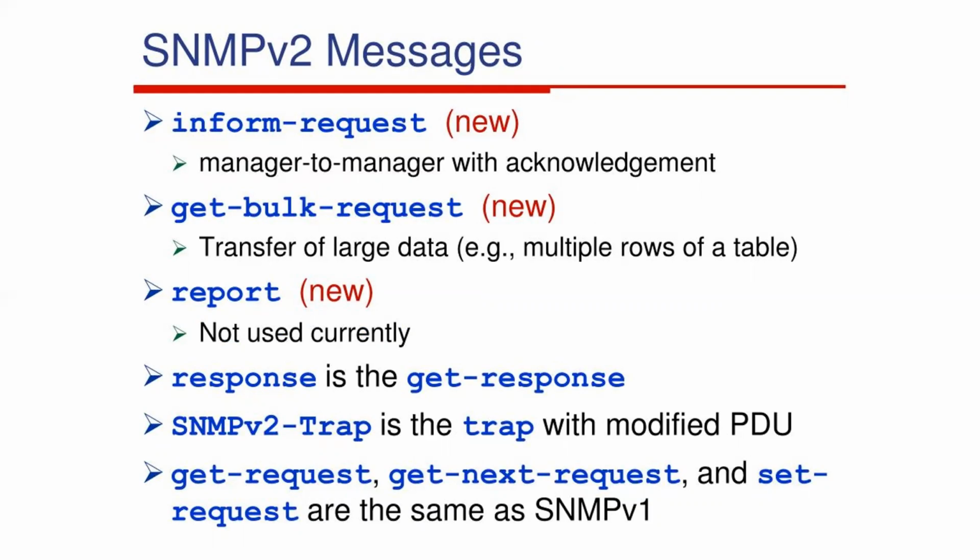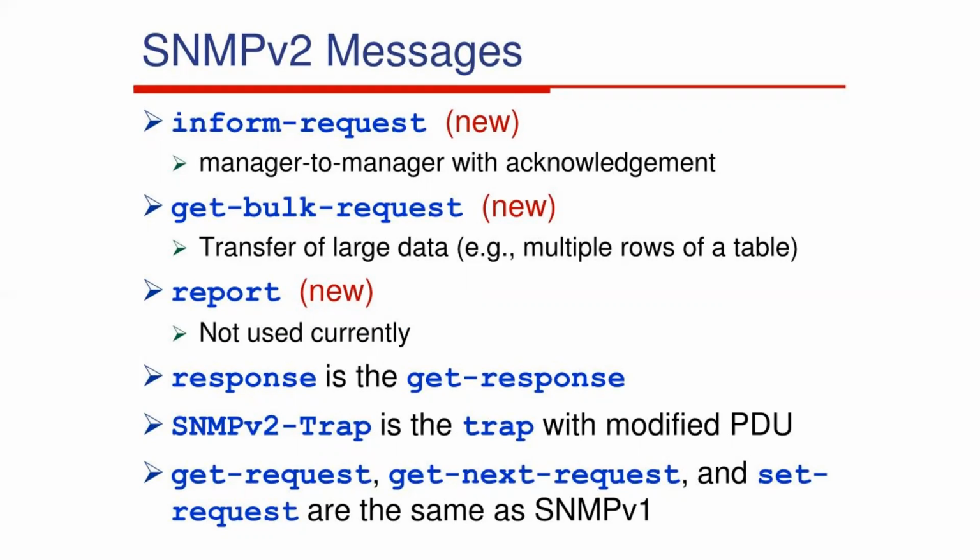The messages get request, get next request and set request are the same as in version 1, and are generated by the manager application. The message response is also the same as get response in version 1. Same thing we are going to follow in version 2 also, and it is now generated by both agent and manager applications. That's very important.